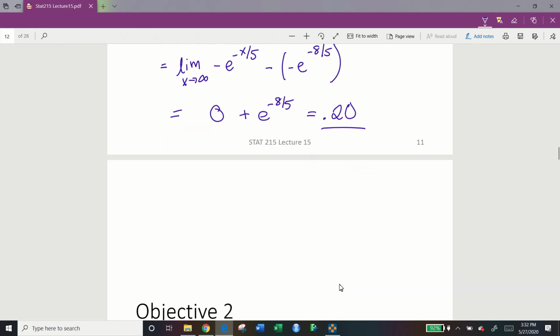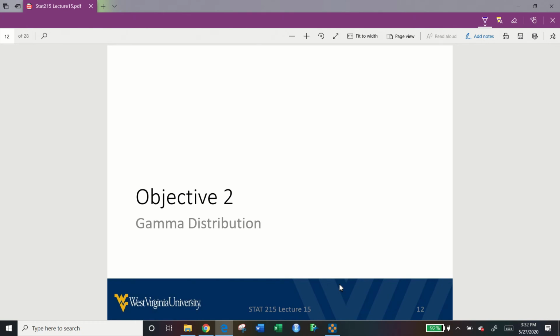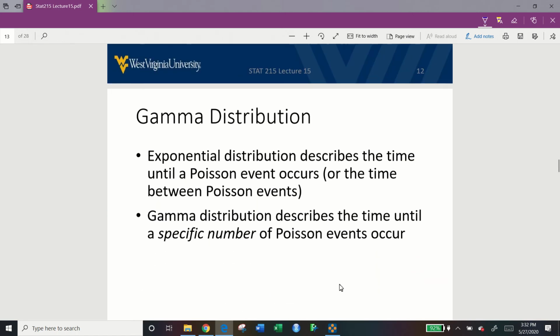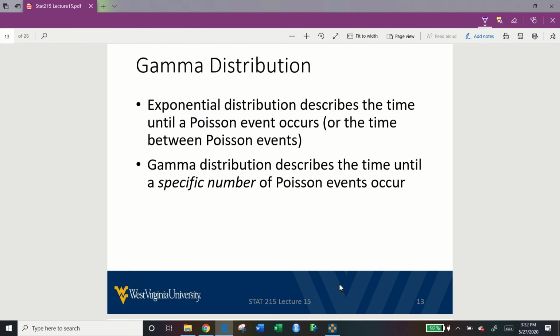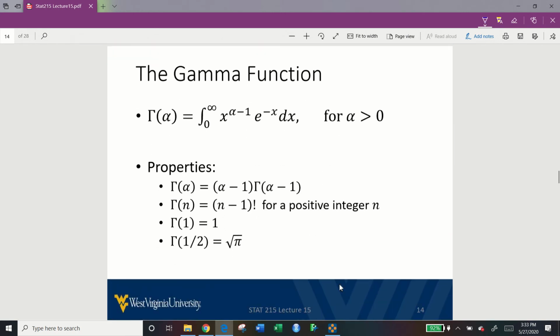Very good. Now at this point, let's talk about the gamma distribution. The gamma distribution does have a relationship to the exponential and the Poisson distribution. We'll examine that closely. The exponential distribution described the time until a Poisson event occurred, or the time between Poisson events. The gamma distribution describes the time until a specific number of Poisson events occurs. Now, in order to understand the gamma distribution, we first must look at the gamma function.